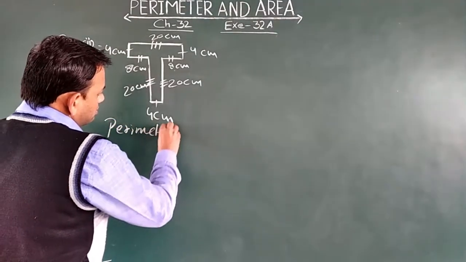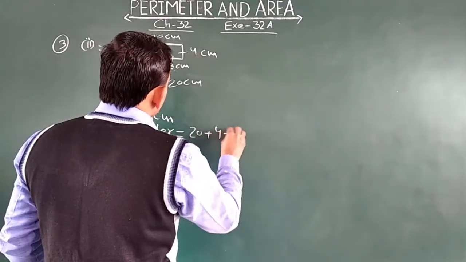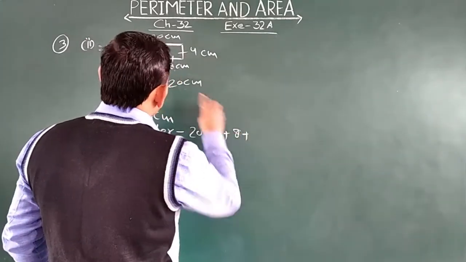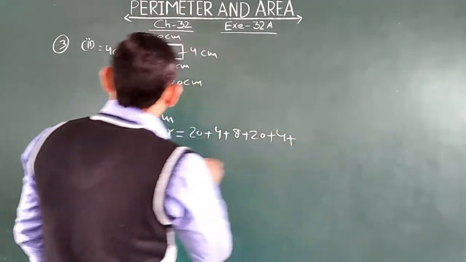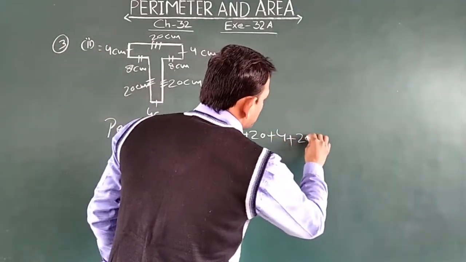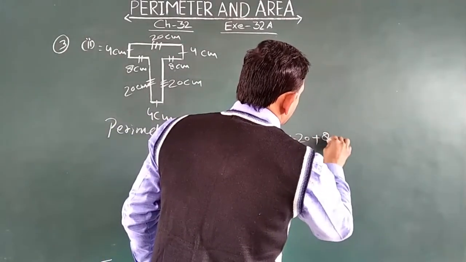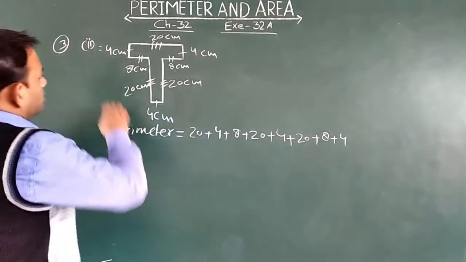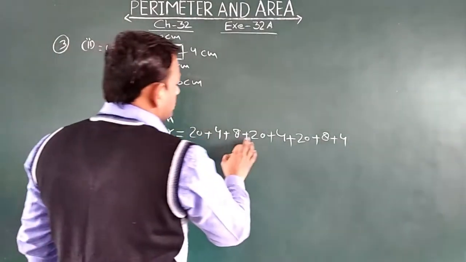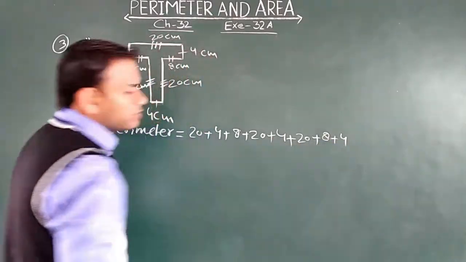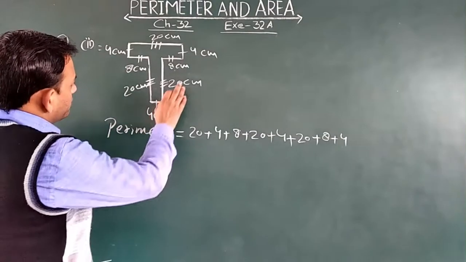So perimeter will be 20 plus 4 plus 8 plus 20 plus 4 plus 20 and 8 and plus 4. Okay, got it? 1, 2, 3, 4, 5, 6, 7, 8. There are 8 sides. When you add all these numbers, you will get the perimeter of this figure.